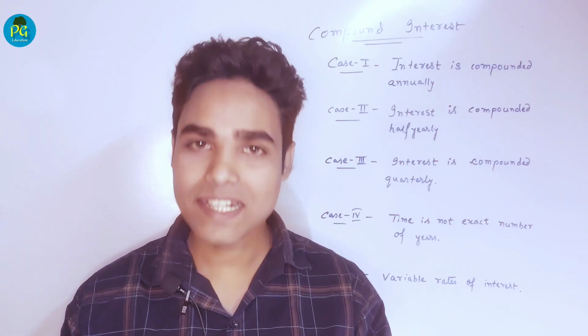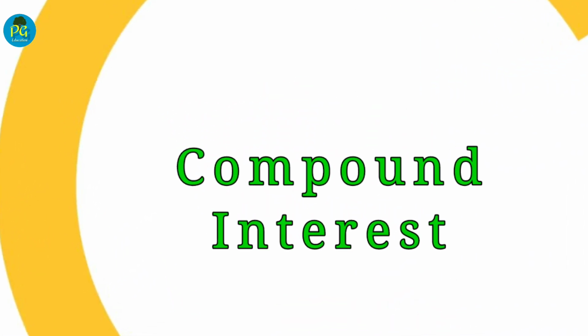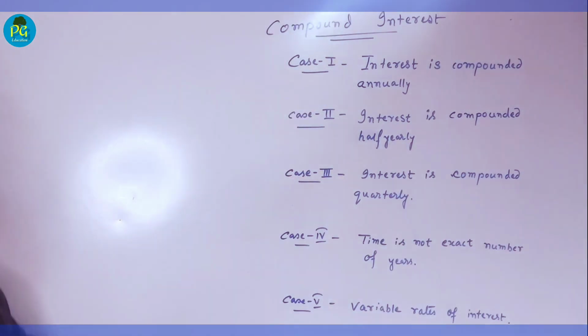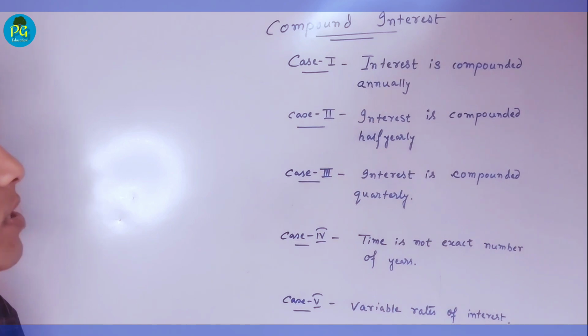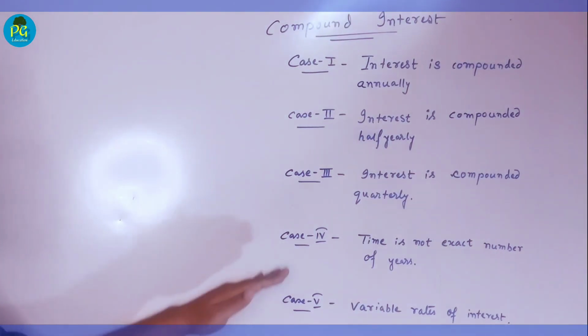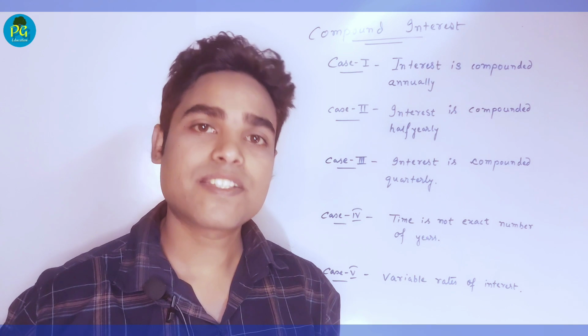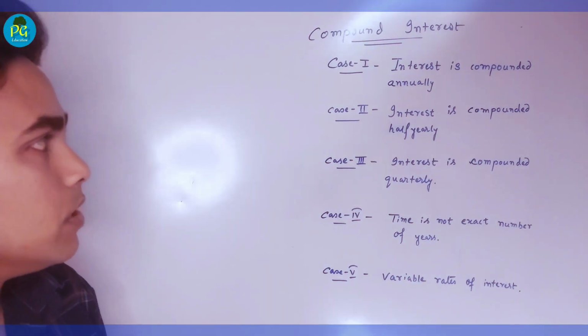In this video, we will understand compound interest. We will discuss 5 cases on compound interest. Case number 1, interest is compounded annually. Case 2, interest is compounded half yearly. Case 3, interest is compounded quarterly. Case 4, time is not exact number of years. Case 5, variable rates of interest. So let us first discuss Case 1, interest is compounded annually.